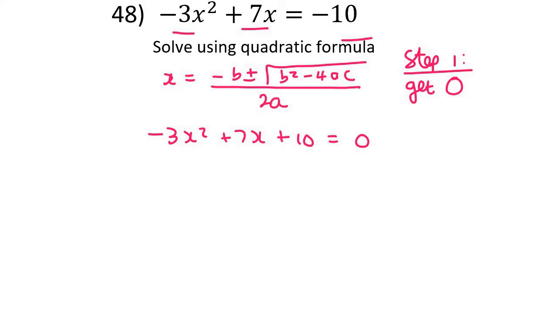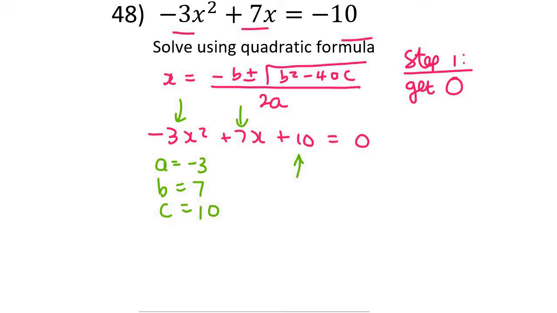Once you have your 0, then everything is good, because then you can get your a, b, and c. a is always the number in front of the x squared, so a will be minus 3. b is the number in front of the x, which is a 7, and then c is the other number, which is 10.